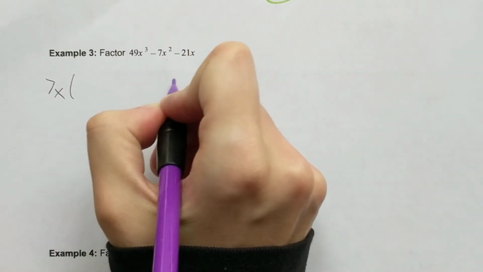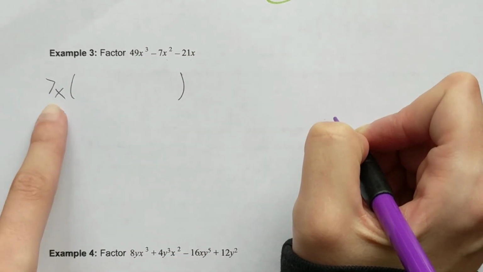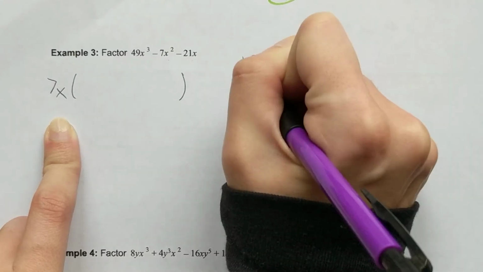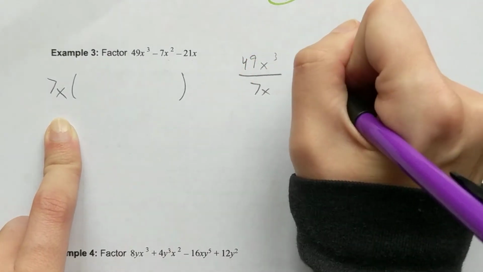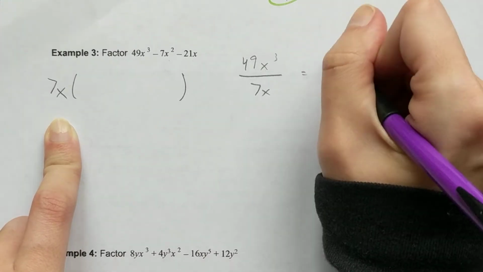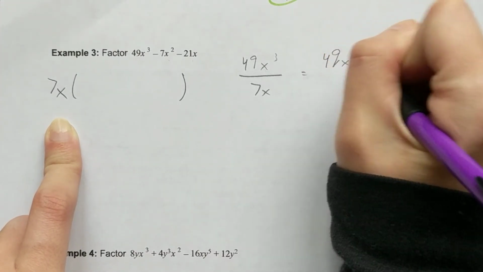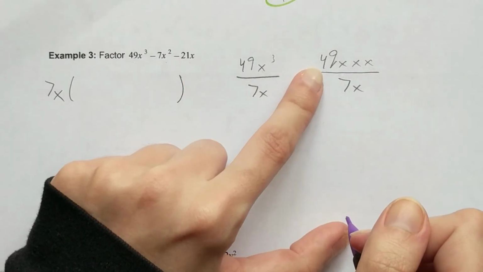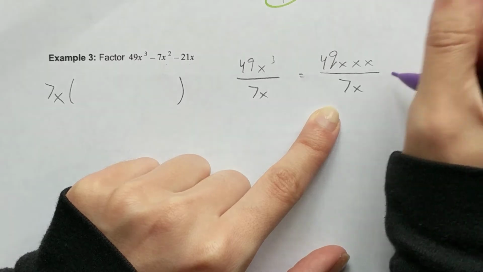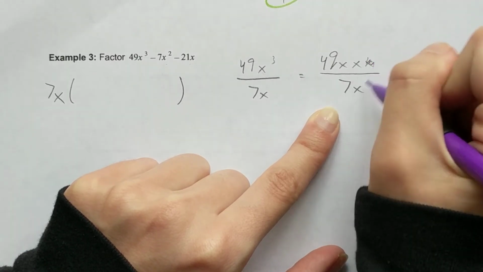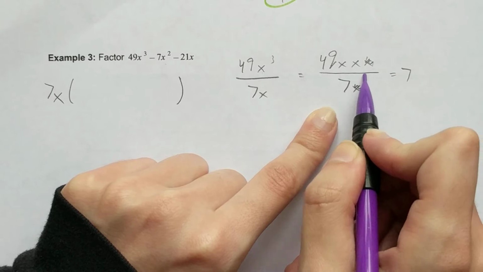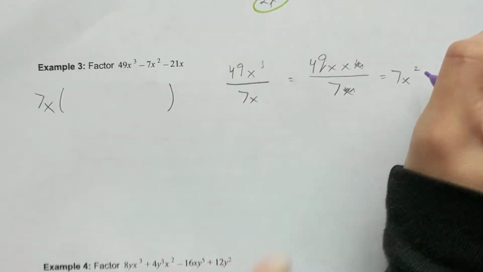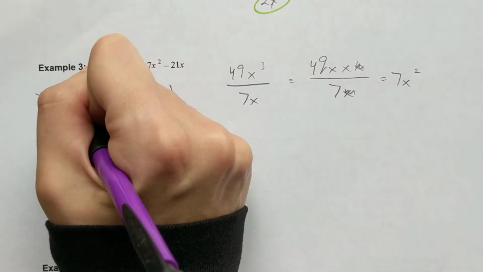Now I need to divide all of my terms by what I had pulled out. So let's start with 49x cubed over 7x. I'm going to rewrite this so I can see how many x's I have. I have 3 x's, 49 x x x over 7x. 49 divided by 7 is 7. I cross off some of my x's. I'm left with 2 x's. So 7x squared is my first term.